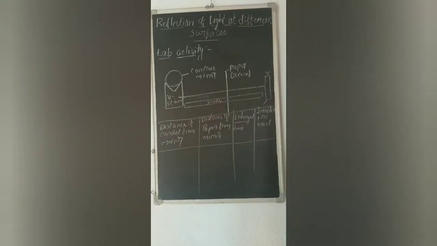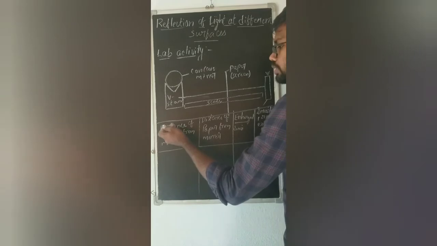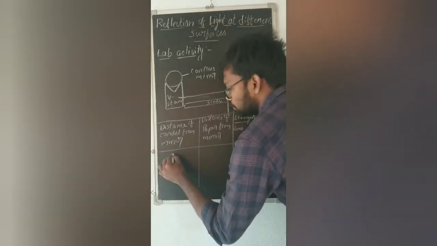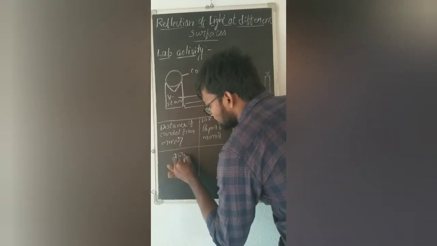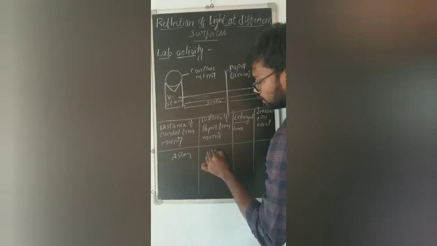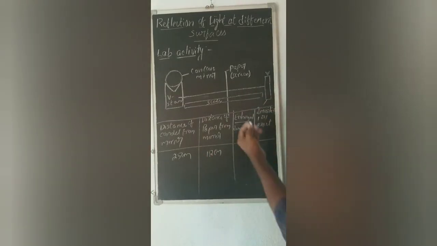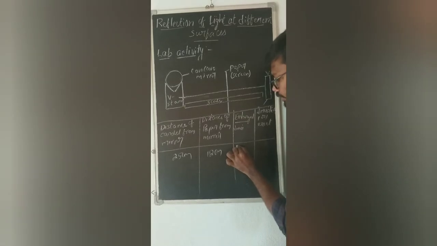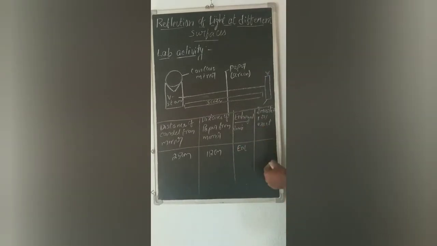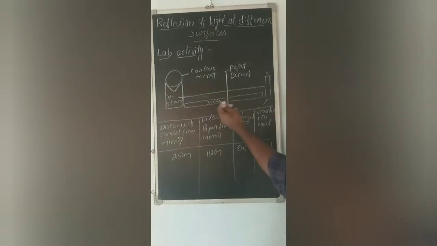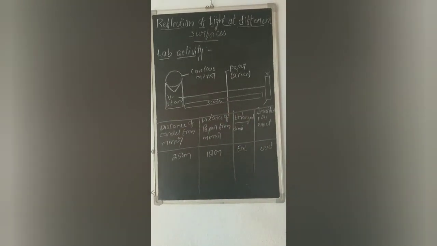Okay, in this, distance of the candle from the mirror means if distance of the candle from the mirror is 25 centimeters, then distance of the paper from the mirror is 12 centimeters. I am writing approximately. Okay, so image will be enlarged or diminished, enlarged and inverted or erect. Like this you need to take the distances as well as how images are formed on the paper.